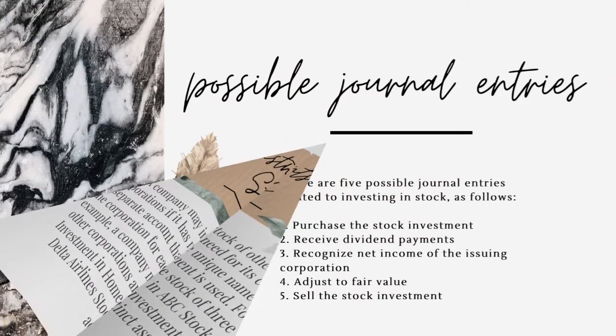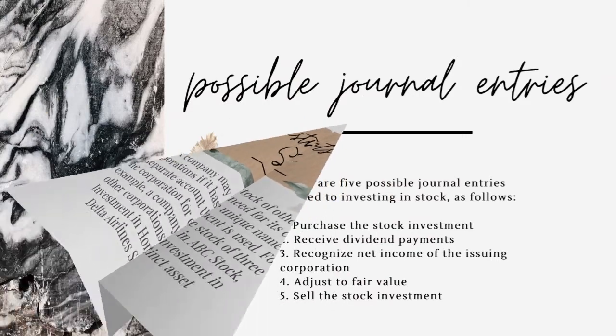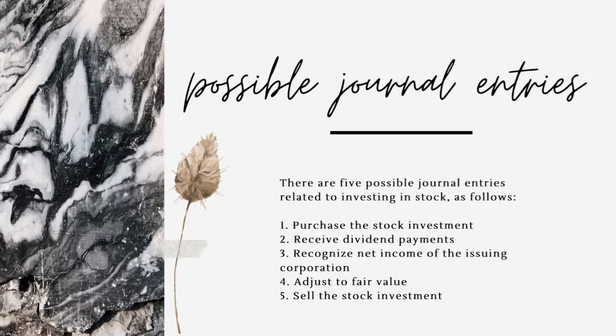Possible journal entries. There are 5 possible journal entries related to investing in stock as follows. First, purchase the stock investment. Second, receive dividend payments. Third, recognize net income of the issuing corporation. Fourth, adjust to fair value. And the last, sell the stock investment.